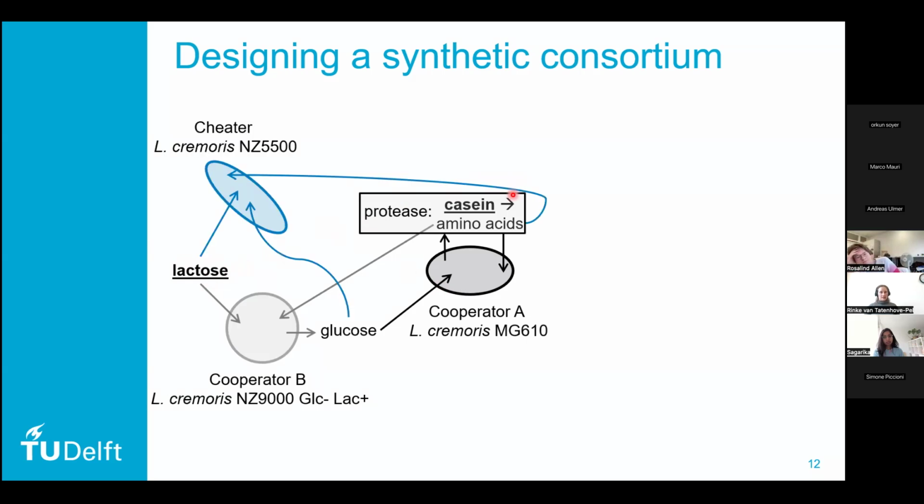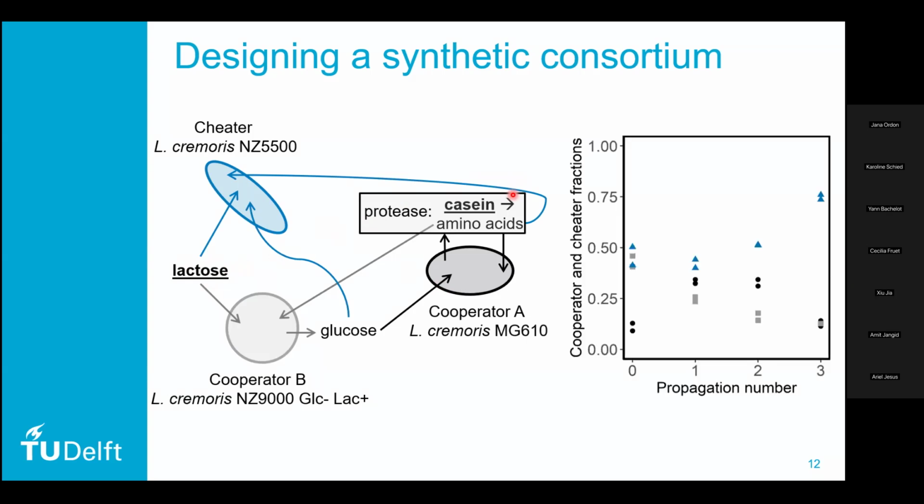Then we also added a cheater, and this cheater consumes lactose, it consumes glucose, and it consumes amino acids. So it's basically eating everything that's there, but it doesn't contribute anything to the cooperation. And if we take these three guys and we culture them together, what we see is that the cheater is enriched in a non-structured environment.